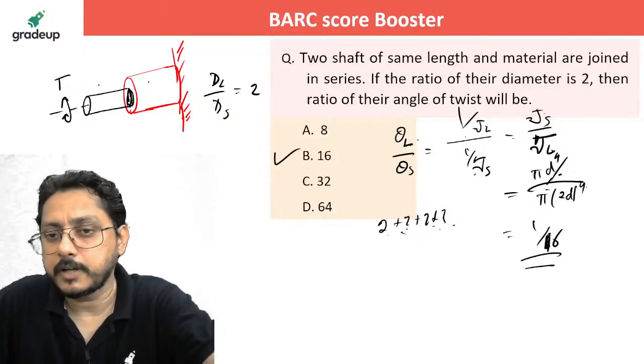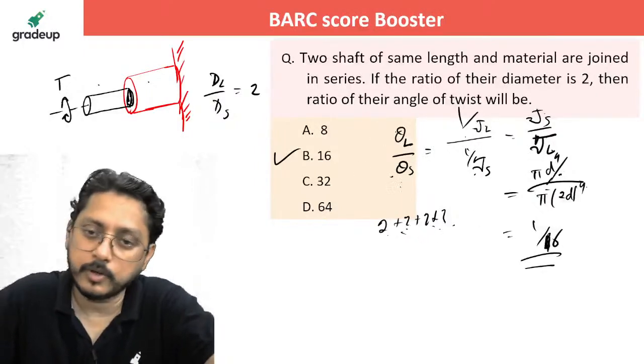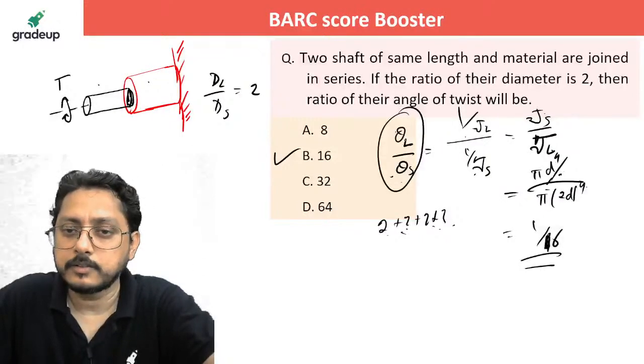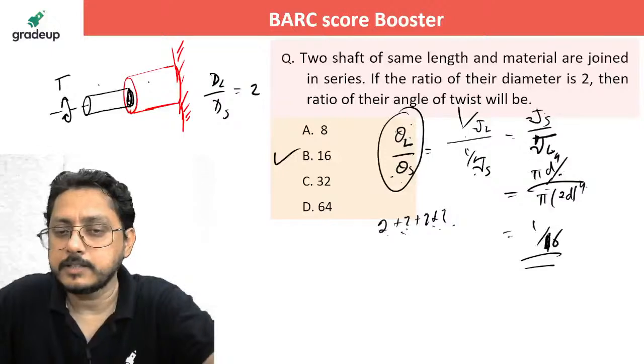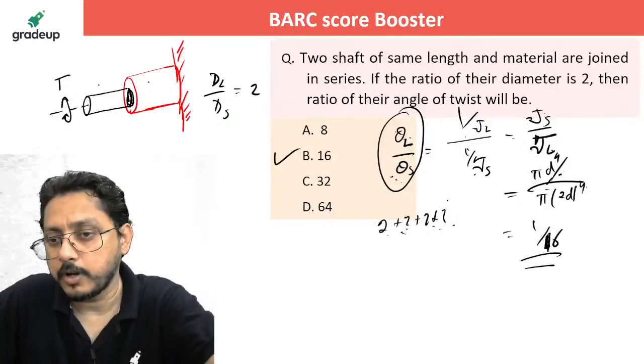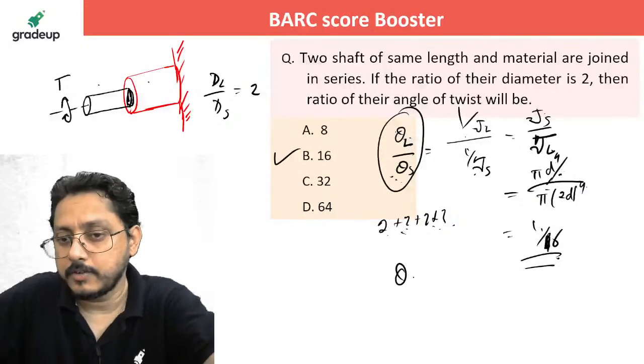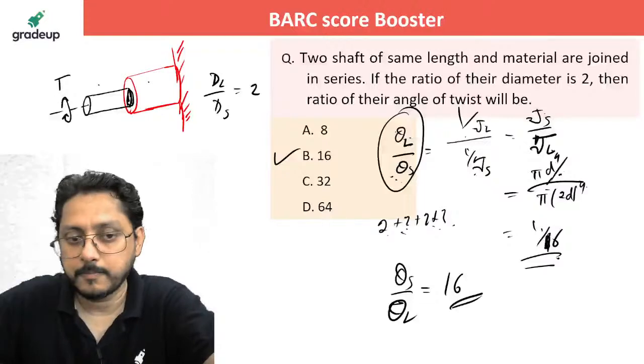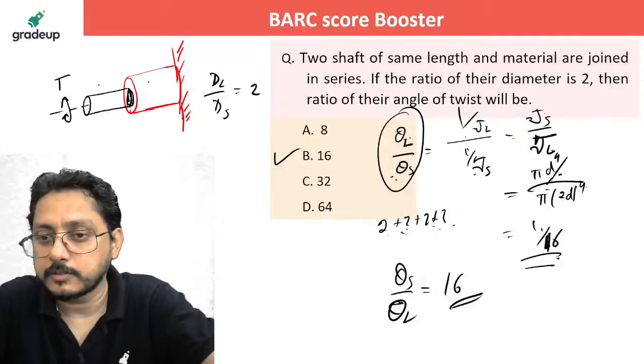This is the answer, but it depends on which is up and which is down. The ratio of the angle of twist of larger by smaller will be 1 by 16. If it is smaller by larger, then it will become 16. Correct?